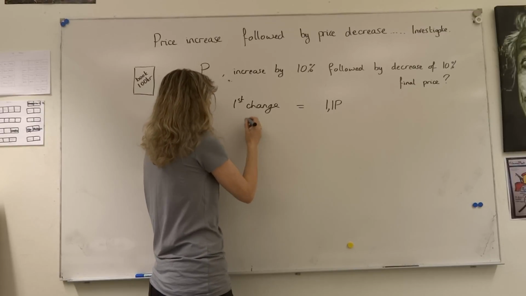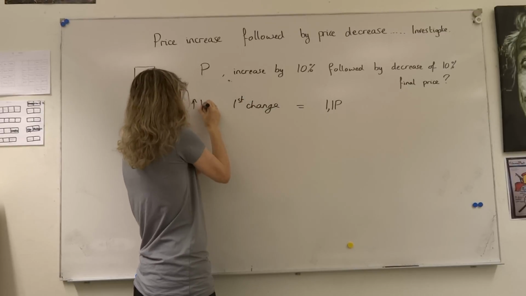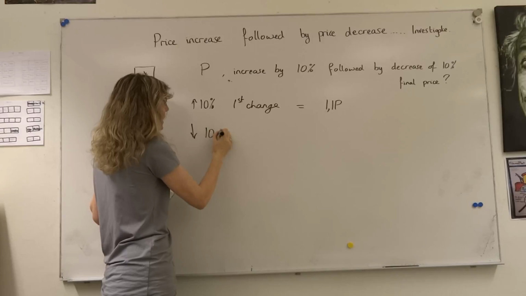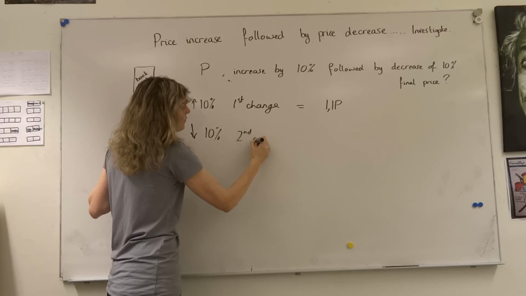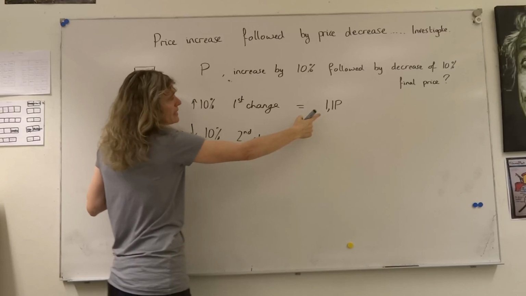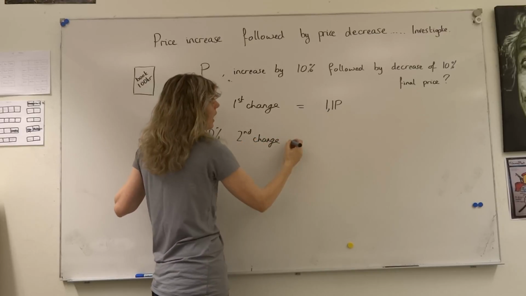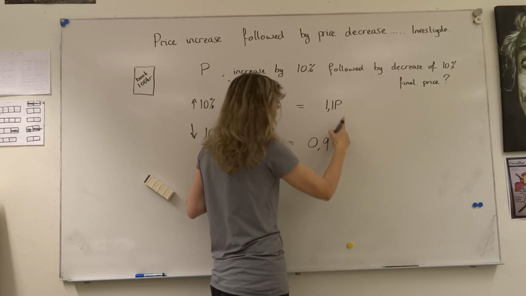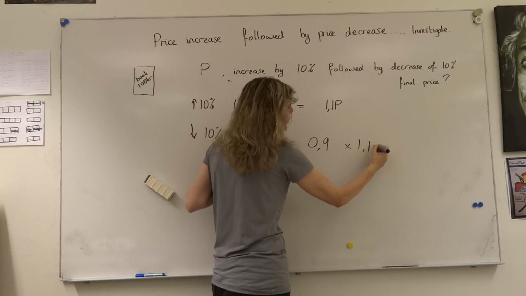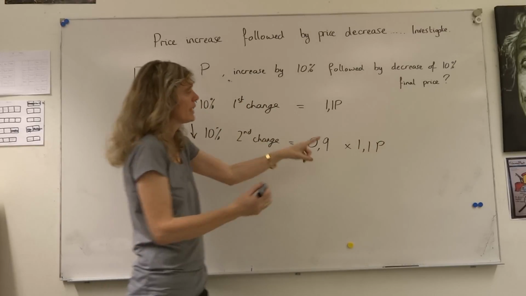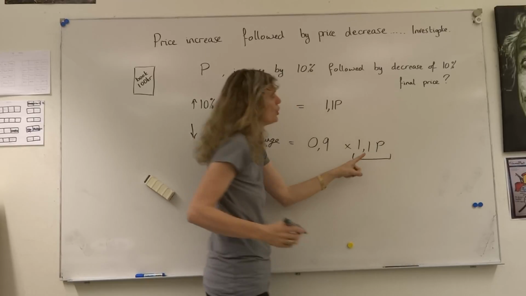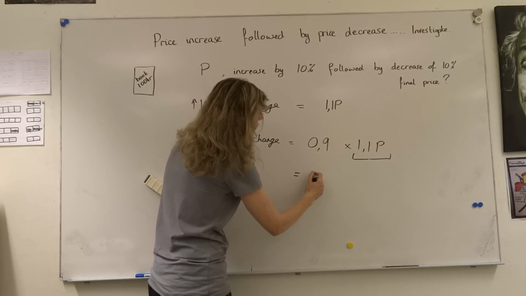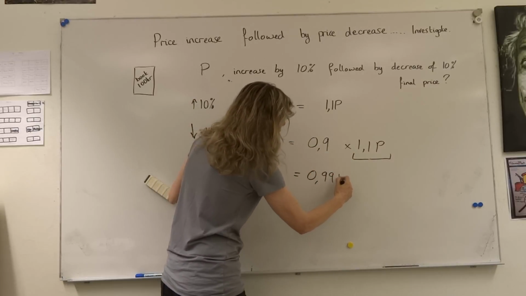So that was an increase of 10%. Notice I'm doing an arrow here for increase. A decrease then of 10% in the second change will be that instead of adding 10% like I did here with the 1.1, I'm actually going back to a decrease of 10%. So I want 90% of my new price, which is 1.1P. And it's important to notice here, my new price is 1.1P. So what do we get then? We get 0.9 times 1.1, so we get 0.99 of P.